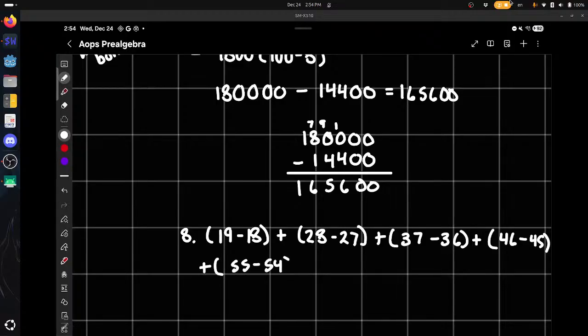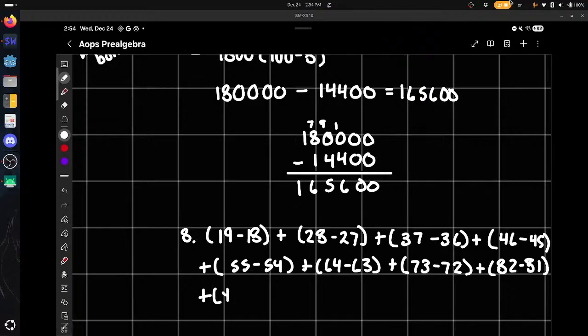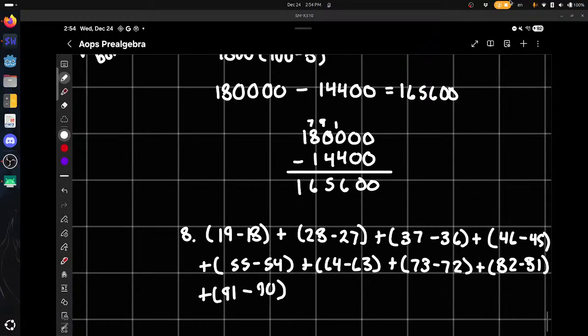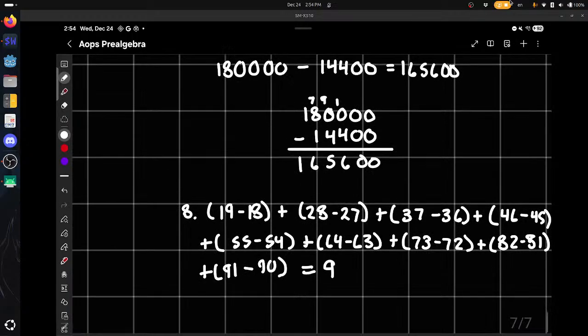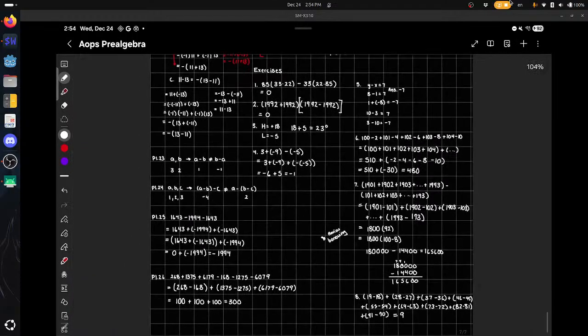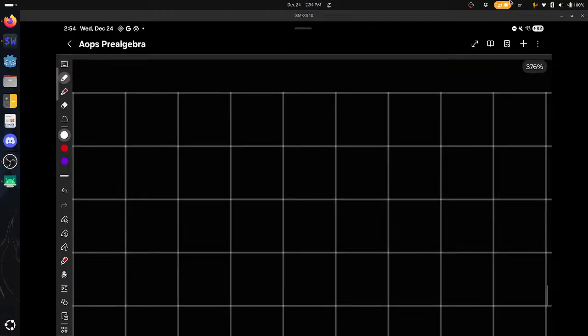Minus 54 plus 64 minus 63 plus 73 minus 72 plus 82 minus 81 plus 91 minus 90. So 1, 2, 3, 4, 5, 6, 7, 8, 9. Exceeds the sum by 9. Okay. Compute this number.